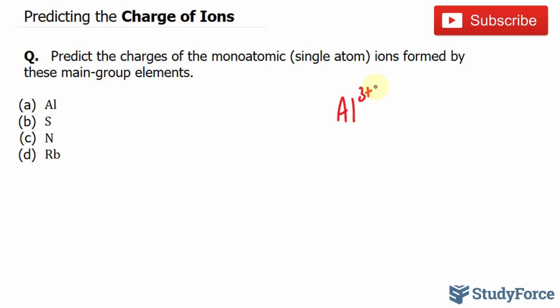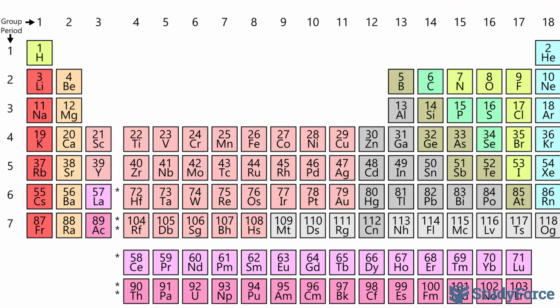In question B, we have sulfur. Sulfur is a nonmetal and therefore gains electrons to form an anion, this time with the same number of electrons as the nearest noble gas, as shown on the periodic table.